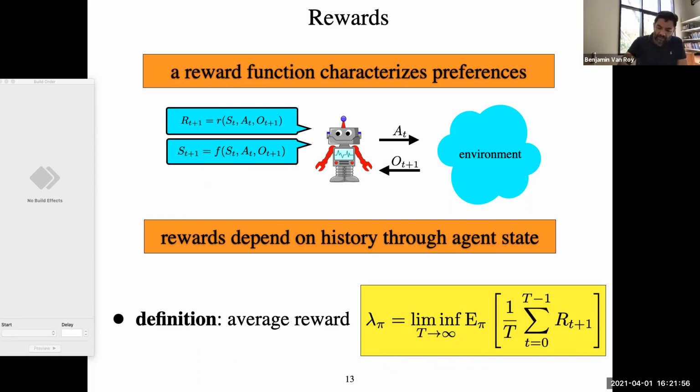And okay, so for each policy, there's an average reward lambda pi. And the way we can think about this is the designer would like to maximize that average reward.